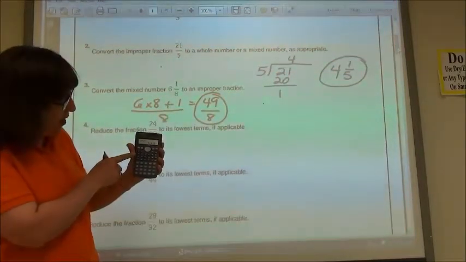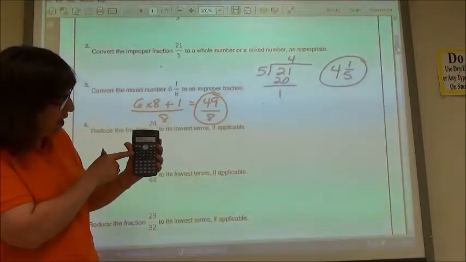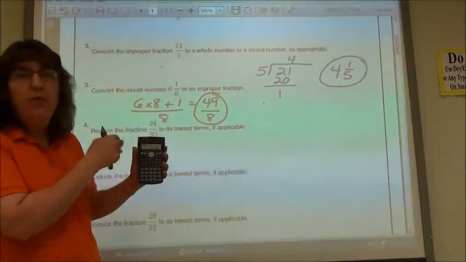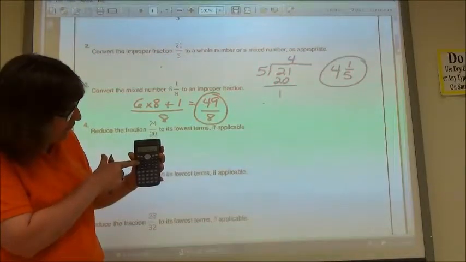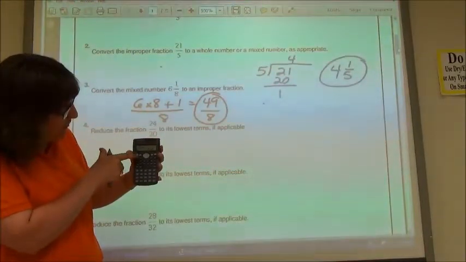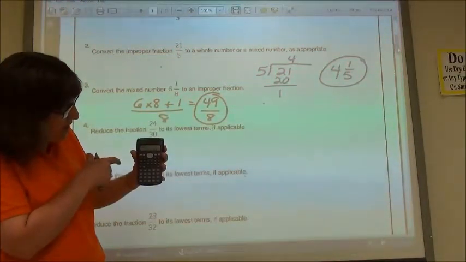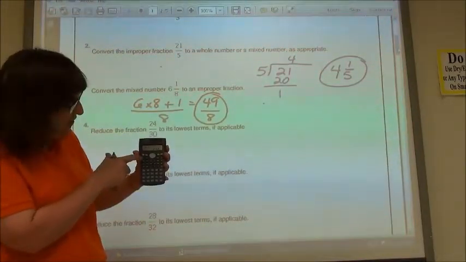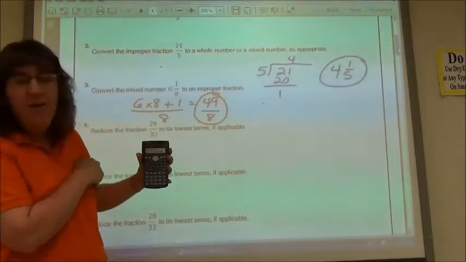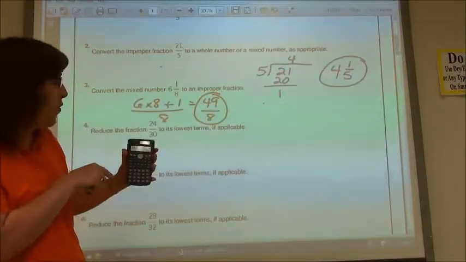Now on your fraction calculator, the shift in the fraction button toggles it back and forth between mixed number mode and improper fraction mode. So if I hit shift and fraction, becomes 21/5. If I hit shift and fraction again, becomes 4 and 1/5. Shift and fraction again, 21/5. Shift and fraction again, 4 and 1/5. So it just switches it back and forth.